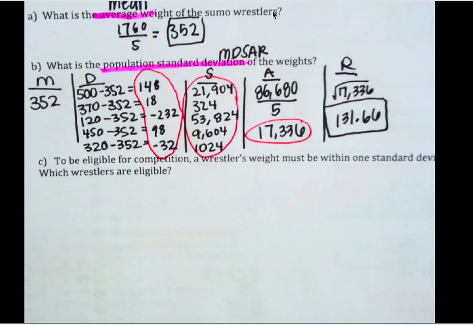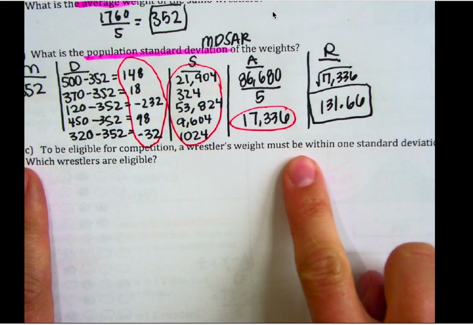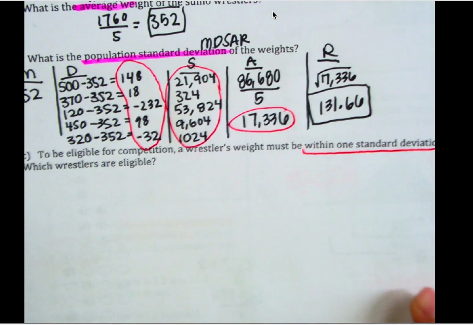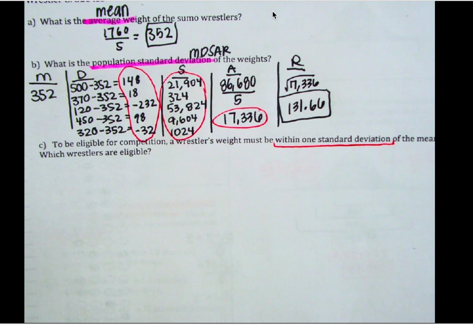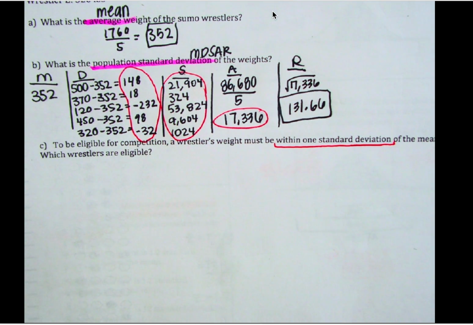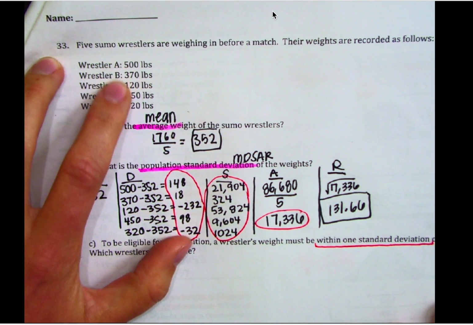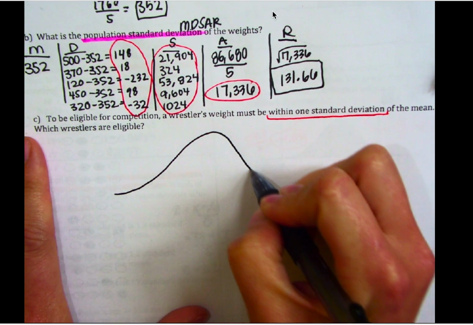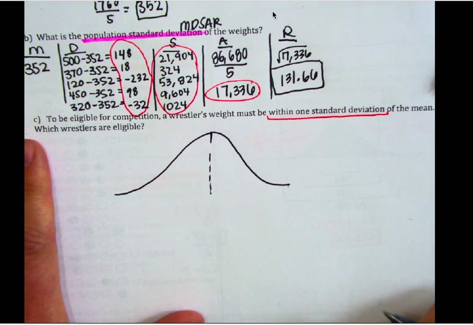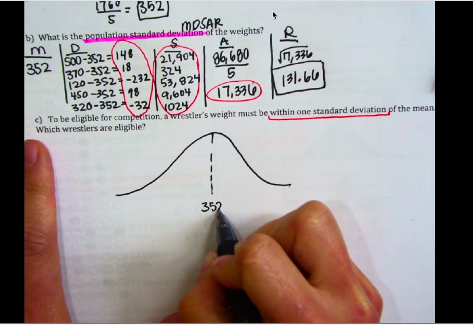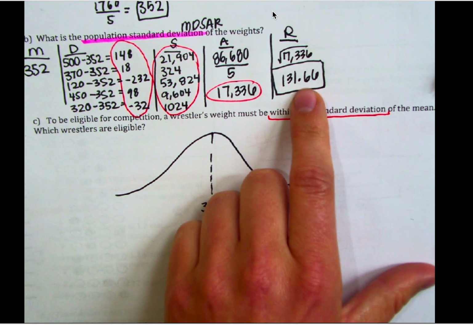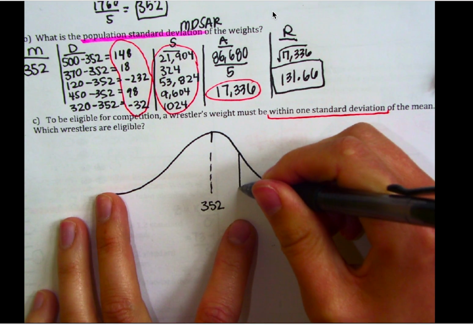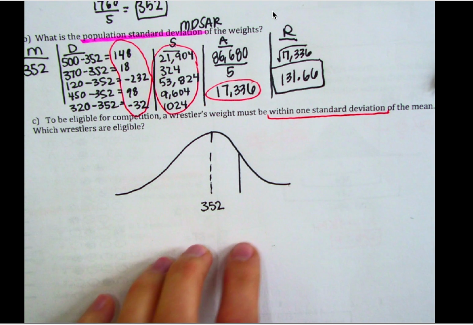Okay, so to be eligible for the competition, a wrestler's weight must be within 1 standard deviation of the mean. Which wrestlers are eligible? So we are talking about these wrestlers right here. Here's their weight, and we want to know which ones would be eligible. So if we draw a picture, we know in the middle is going to be our mean, and our mean was 352. We found our standard deviation to be 131.66.